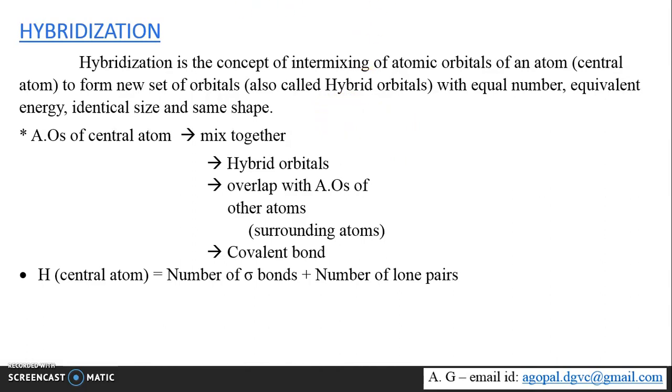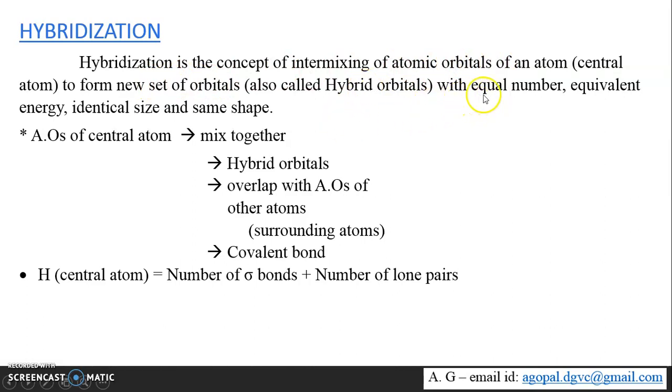Okay, if the atomic orbitals of the central atom have very close energy, those atomic orbitals mix together and form a new set of orbitals called hybrid orbitals. The number of hybrid orbitals formed must be equal to the number of atomic orbitals which are mixed to form the hybrid orbitals.